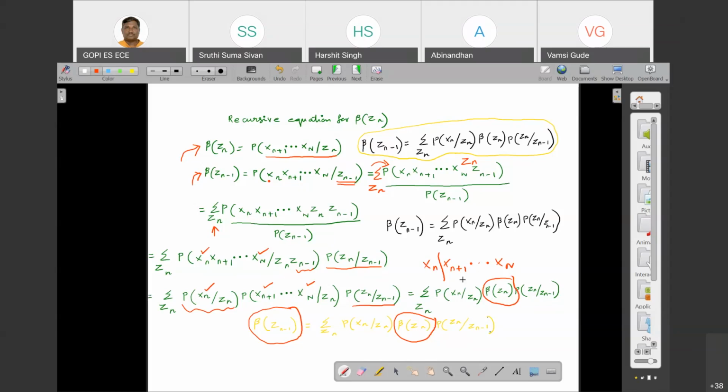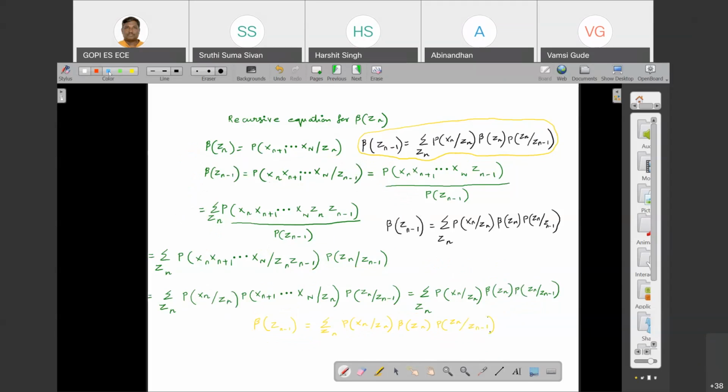Remember, betas are the conditional probability. Alphas are the joint probability, right? So this is beta of Zn. This probability of xn given Zn is kept as it is, beta of Zn here, and this probability of Zn given Zn minus 1 is written like this. So finally, what you have to understand here is that this expression beta of Zn minus 1, we are able to write in terms of beta of Zn. That is the key point, right? So this is responsible for the backward algorithm, backward flow, right?